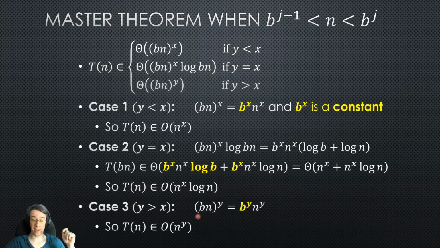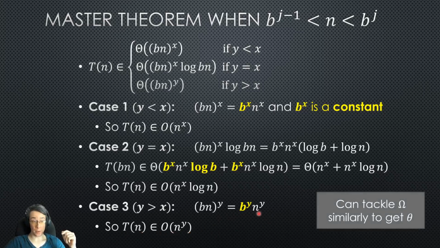b times n^y is b^y n^y. b^y is a constant because y is a constant, we've assumed, right? Our constants in our recurrence T are a, b, and y. So T of n, because b^y is just a constant, is just going to be in big O of n^y.